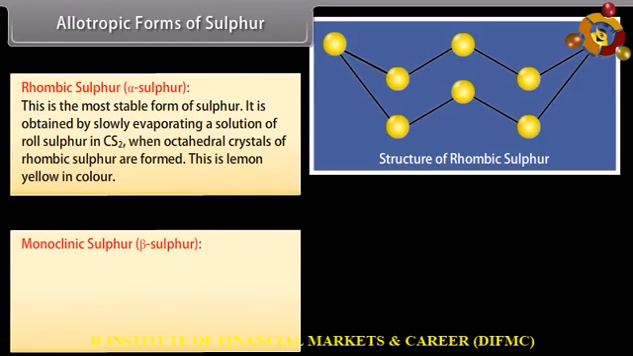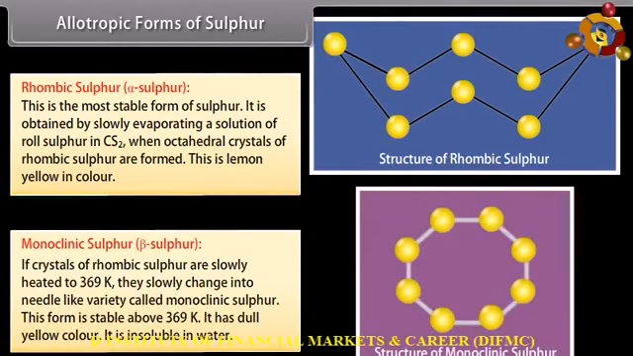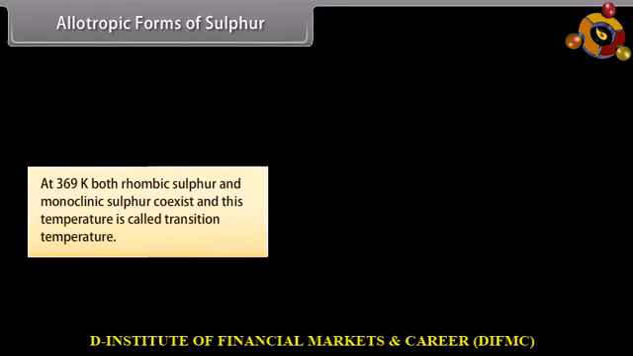Monoclinic sulfur. If crystals of rhombic sulfur are slowly heated to 369 Kelvin, they slowly change into a needle-like variety called monoclinic sulfur. This form is stable above 369 Kelvin. It has dull yellow color. It is insoluble in water. At 369 Kelvin, both rhombic sulfur and monoclinic sulfur coexist, and this temperature is called the transition temperature.